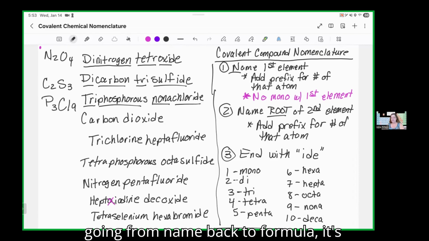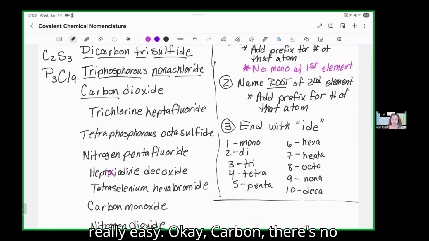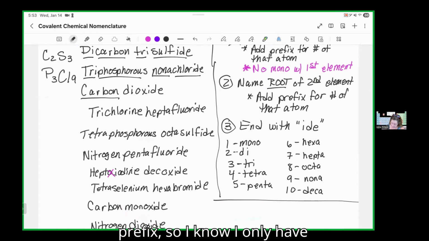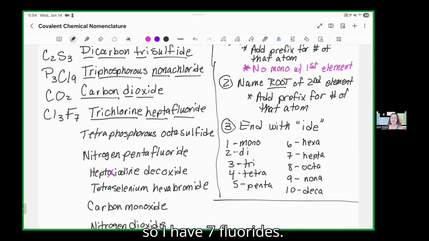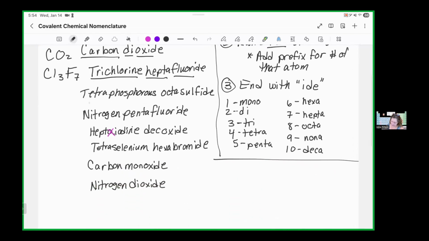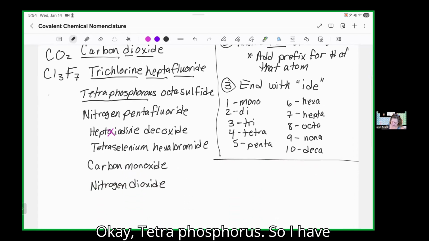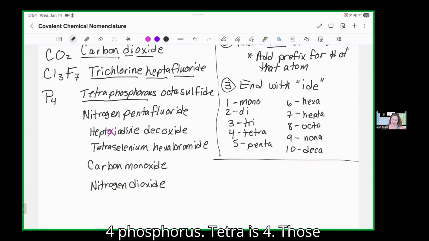So going from name back to formula is really easy. Carbon, there's no prefix, so I know I only have 1 of them. Di-ox, I have 2 oxygens. Trichlorine, so I have 3 chlorines. Hepta is 7. Fluor, so I have 7 fluorides. Tetraphosphorus, so I have 4 phosphoruses.